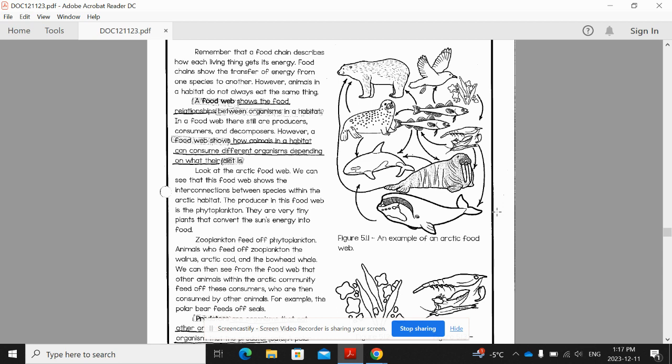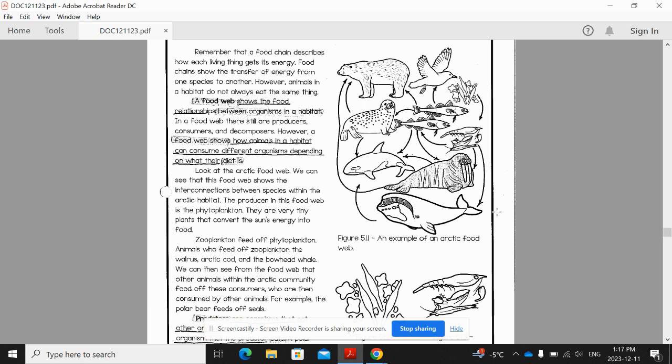Look at the Arctic food web. We can see that this food web shows the interconnections between species within the Arctic habitat. The producer in this food web is the phytoplankton. They are very tiny plants that convert the sun's energy into food. Zooplankton feed on phytoplankton. Animals who feed off zooplankton are the walrus, Arctic cod, and the bowhead whale.